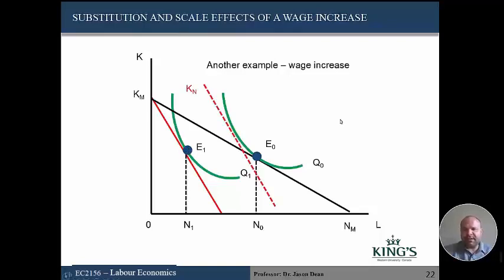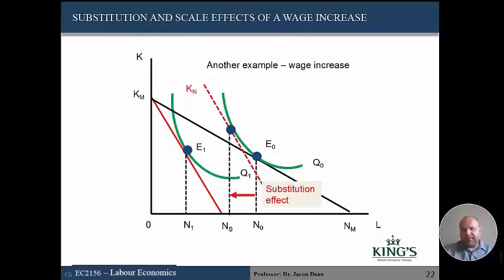Now, to isolate the scale effect and the substitution effect, we need to take the isocost line and move it up to the old isoquant. Because if you think of comparing this point to this point, the only difference here is the wage. And that's the substitution effect.